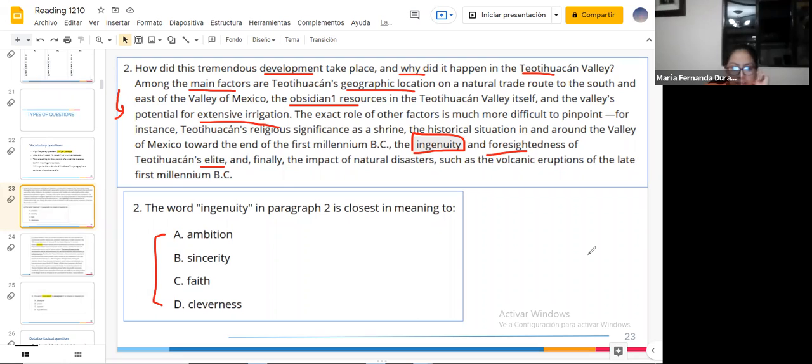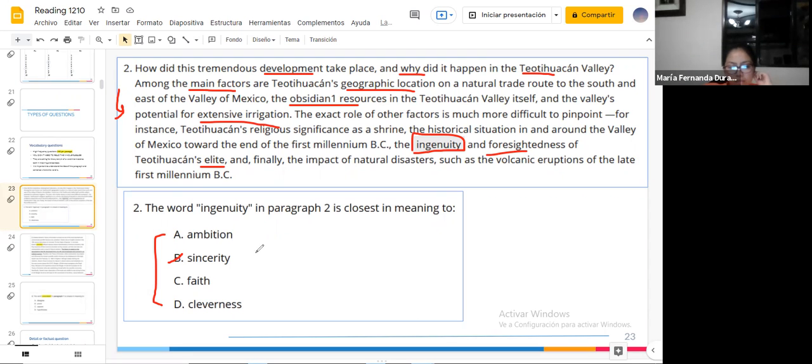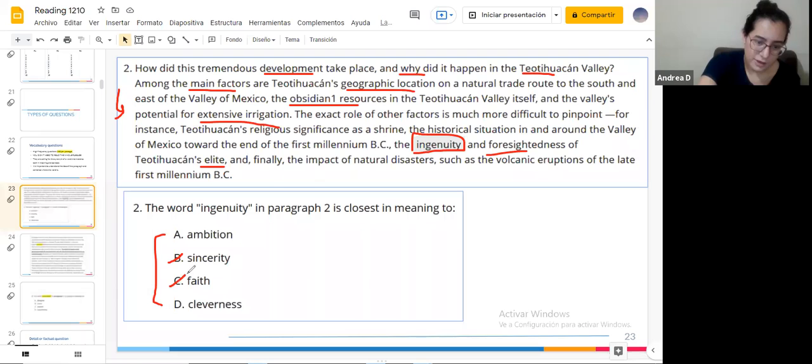I will eliminate the sincerity. Okay, sincerity, yeah. And also probably faith. Okay, I like that. So yes, it's not that being sincere and faithful is not going to take you anywhere, but in this context of everything that we're seeing, I think that ambition and cleverness make a lot more sense, right? Because it's something a bit stronger to influence the development of the city.